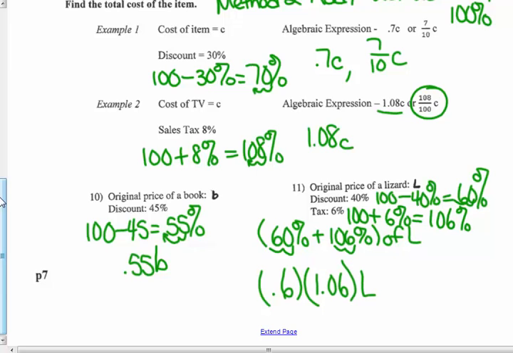So the percent of cost, I'm going to pay 60% because it's 40% off. That's what a discount is. Plus I'm going to pay 106% because I have to pay all of the cost of the lizard plus 6% more for the tax. So I could do that in one step, multiplying 6/10 times 1.06 times the cost of the lizard, L.